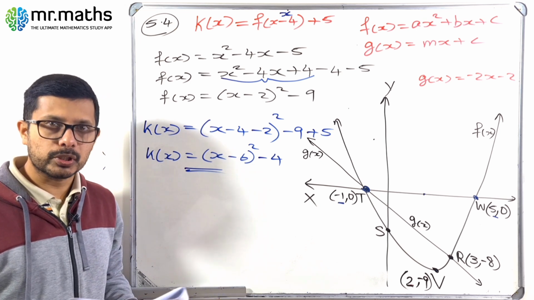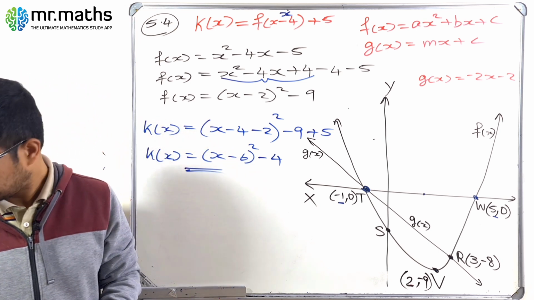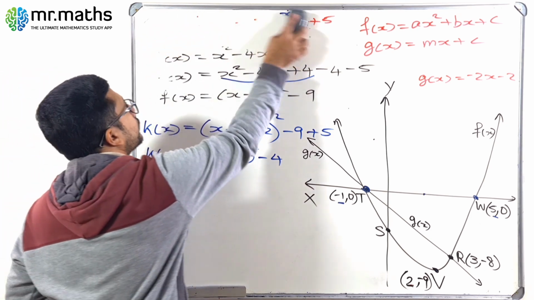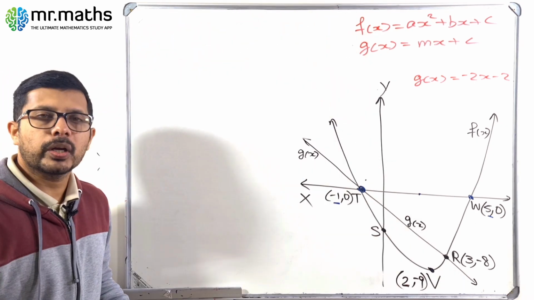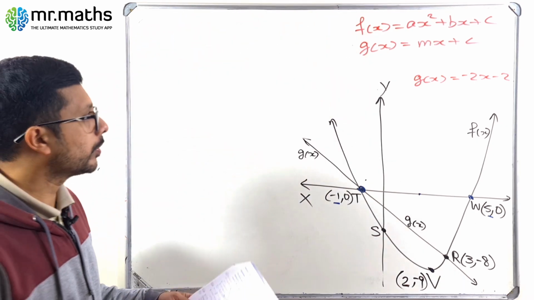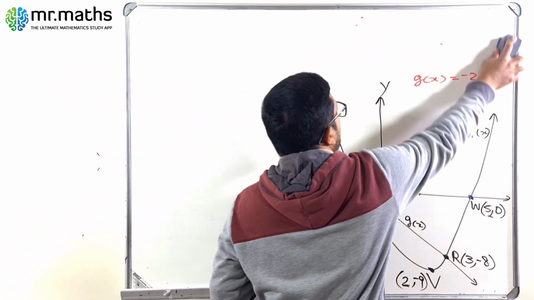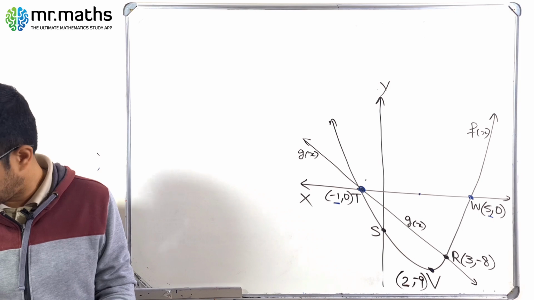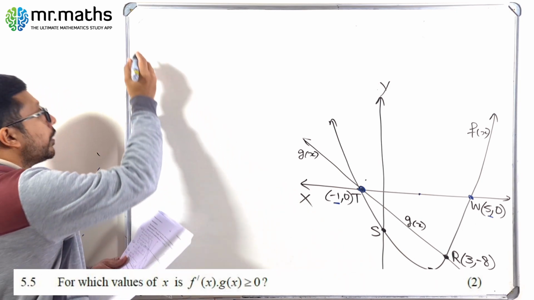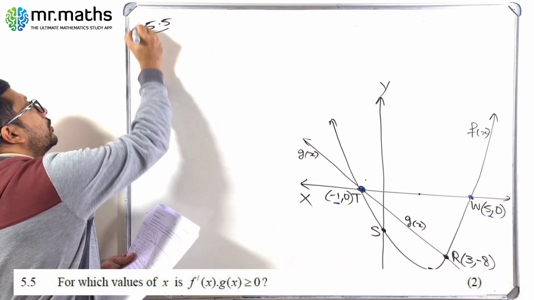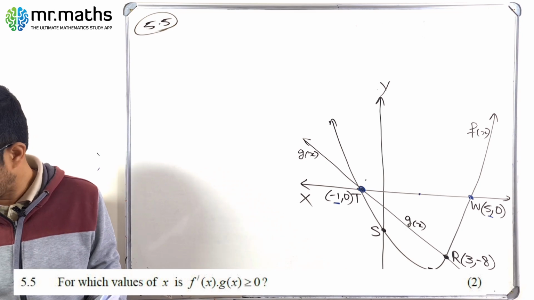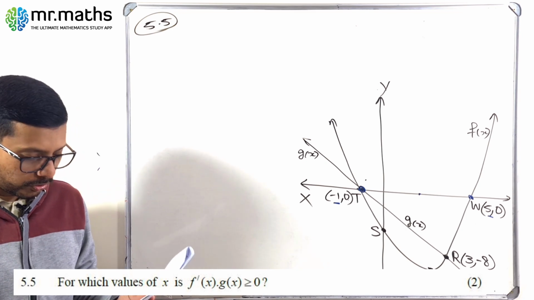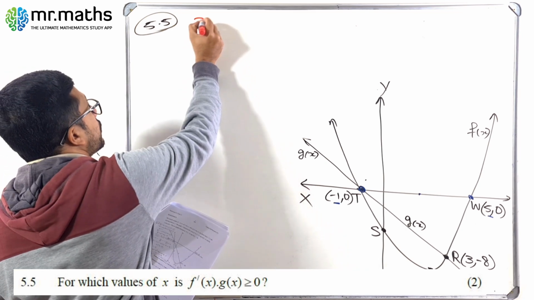Now let's move to the next question, question number 5.5. What is that question? Question number 5.5: for which values of x, you have to find the values of x. For which values of x, so what do you want to find?